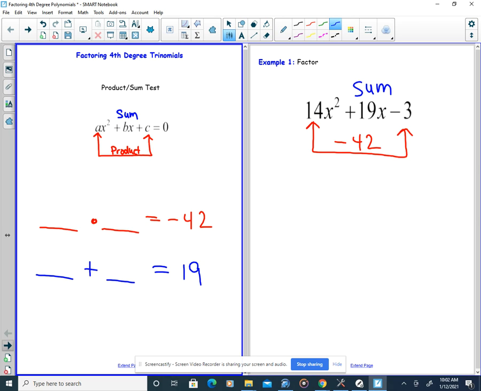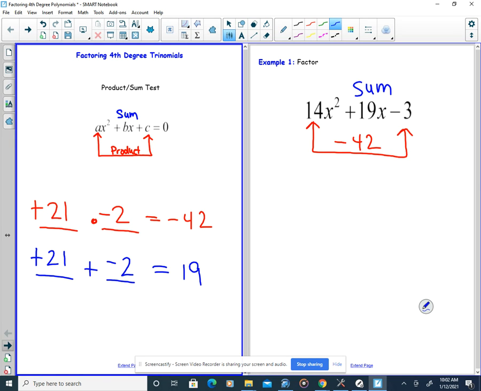If I answer yes to this question, I can factor it by using the slip and slide method. So what two numbers multiply to be -42 and add to be 19? Well, it would have to be +21 and -2. So 21 times -2 is -42, and 21 plus -2 is 19. So we can factor this.